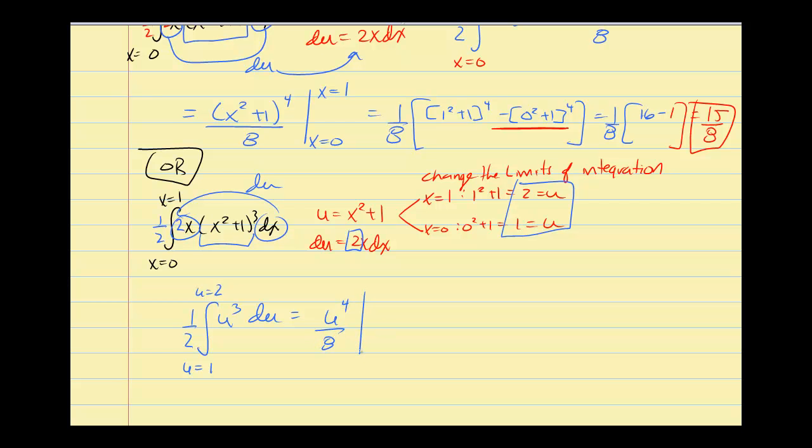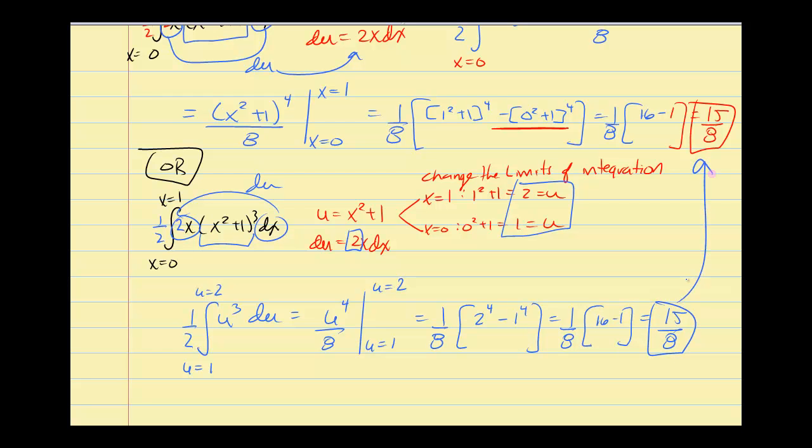Now, I'm done. I don't have to switch back to x because my limits of integration are now in terms of u. So, pull the 1/8 out front, and plugging in first I get 2 to the 4th minus, upper minus lower, 1 to the 4th, 1/8 out front, 2 to the 4th is 16 minus 1 is 15/8. And if you notice, same solution either way, but the important thing to remember here is it doesn't matter which technique you use.